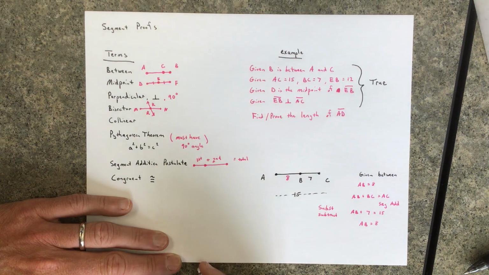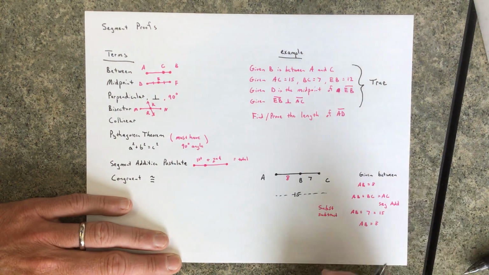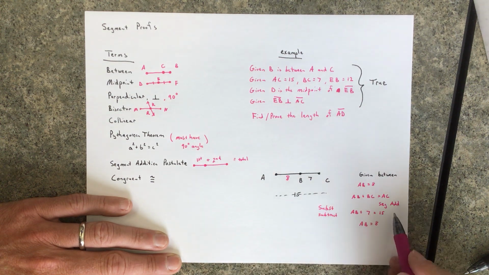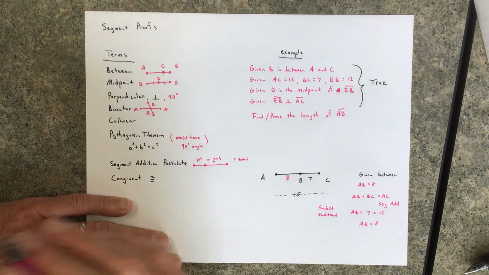Okay, so I'm justifying that. And I kind of run out of room here. I would really like to write that a little bit bigger. But I do know that is 8, and I'm justifying why. I use the segment addition postulate. I substitute in the given values, and then I did subtraction to actually show you that AB was 8. Okay.